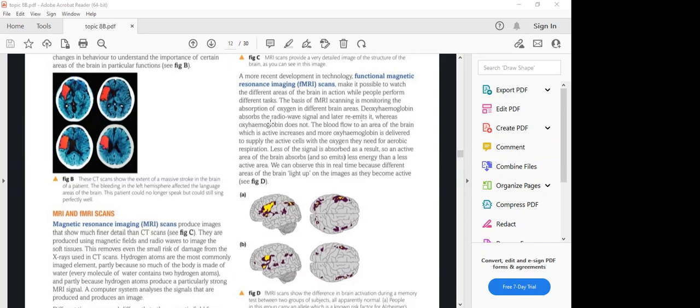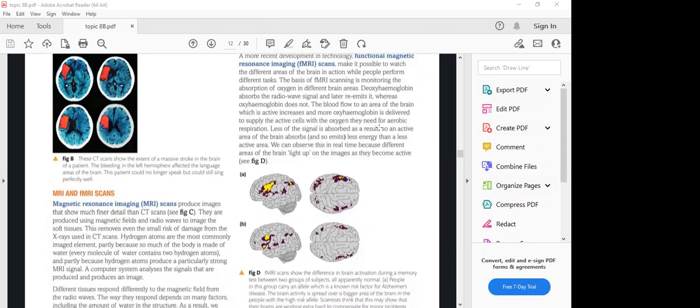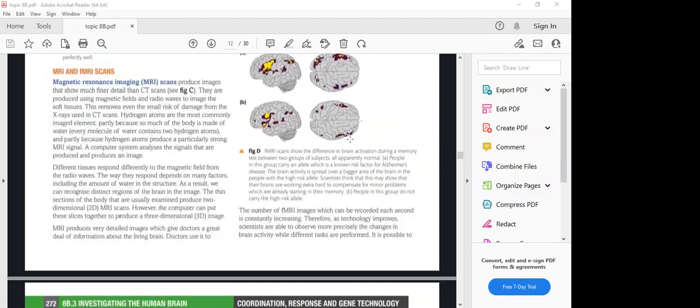Deoxyhemoglobin absorbs the radio wave signal and later re-emits it, whereas oxyhemoglobin does not. The blood flow in the active area of the brain increases, so more oxyhemoglobin is delivered, supplying the active cells with the oxygen they need for aerobic respiration. Less signal is absorbed as a result in the active areas of the brain. It all depends on the absorption of these magnetic waves by the deoxyhemoglobin areas.